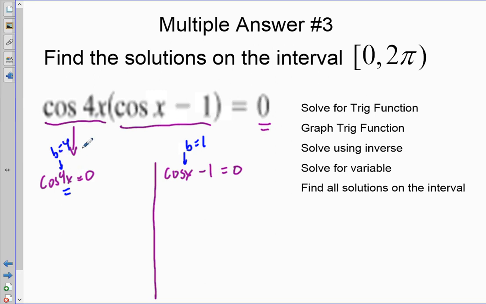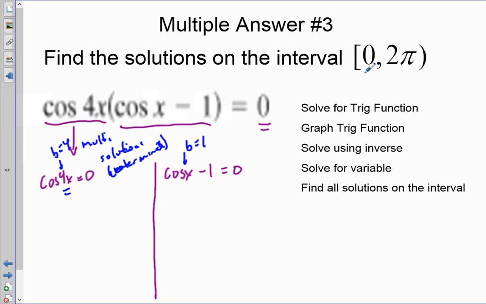This one, we know we're going to have multiple solutions. We're going to have to use coterminal angles and other things like that. And this one is just going to be standard. So without further ado, let's figure out this one first.